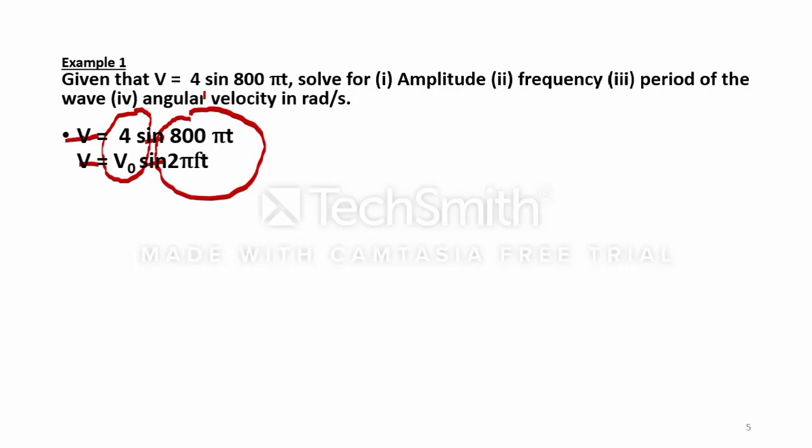So I now move down. V naught equals 4 volts. That one doesn't require calculation. It's just a matter of comparison. Assuming the given equation was V equals 5 sine 800 pi t, then our peak voltage or amplitude would have been V naught equals 5. Is that clear? Okay, so V naught equals 4 V.